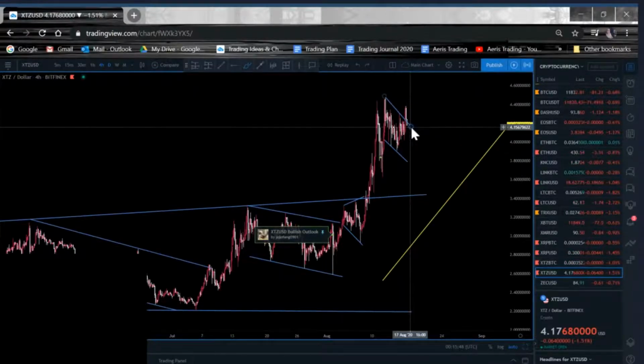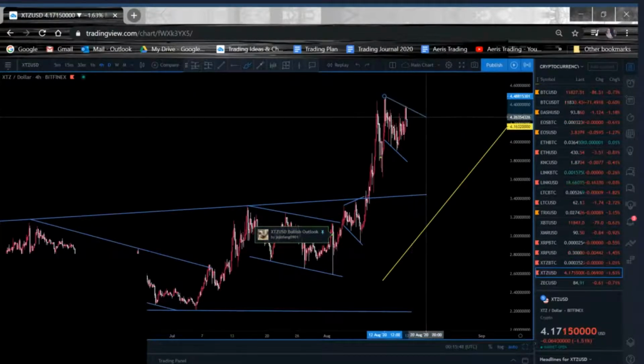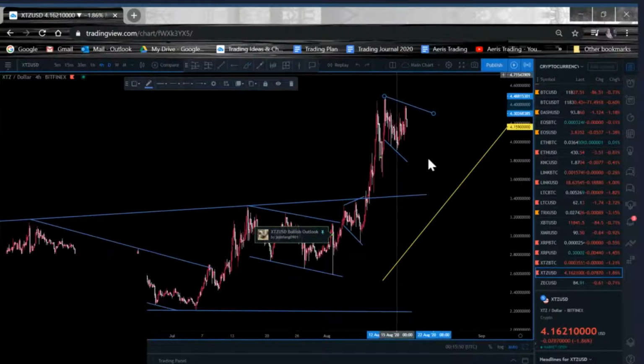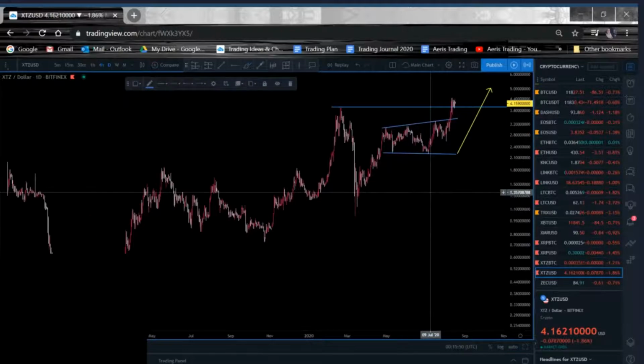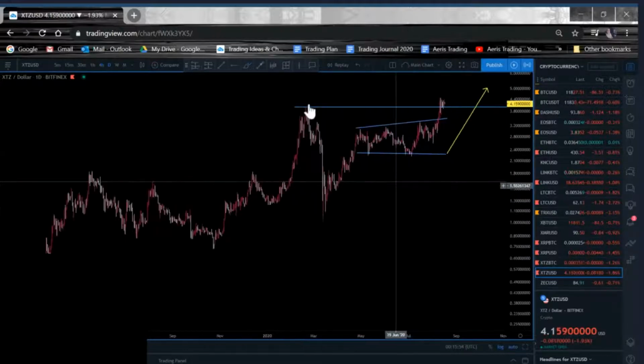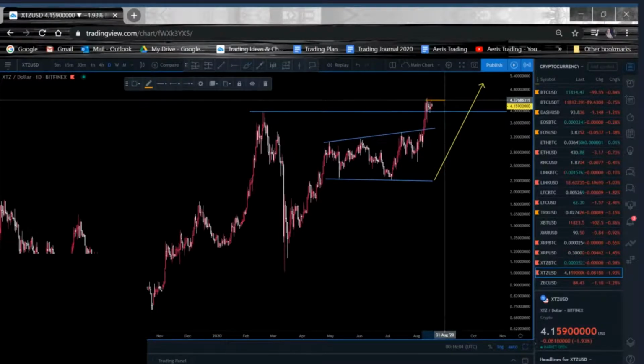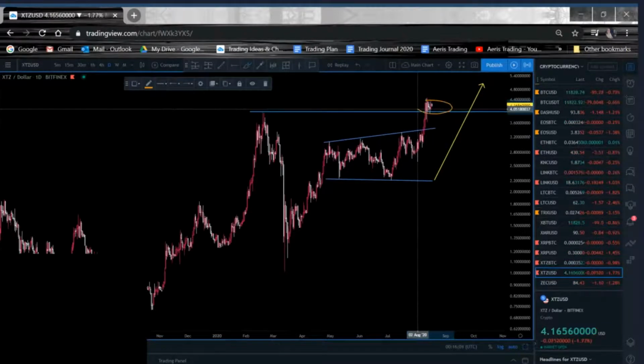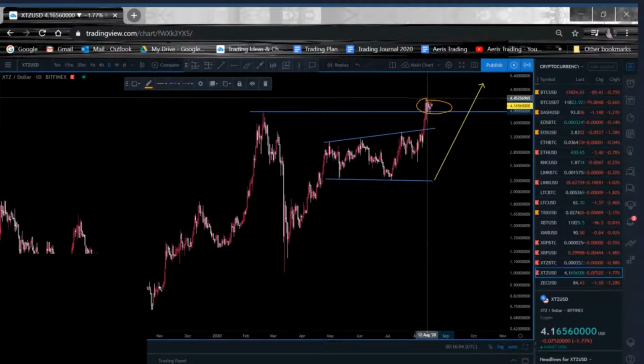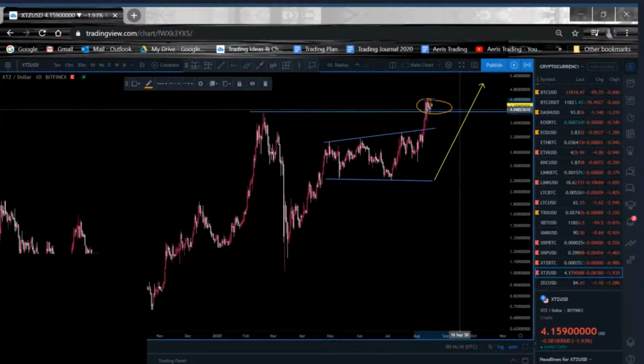So expect this correction to form a little bit deeper or larger. If we zoom out on the higher time frame, we already broke the previous top, right? So this is already very consolidating, which is very good. And I keep repeating this, but the larger this consolidation is, the deeper it is, the longer it is, it just gives you a better probability for the next trade up.